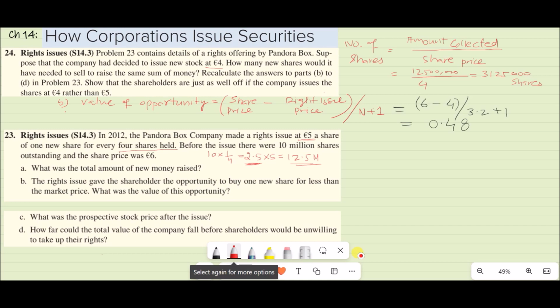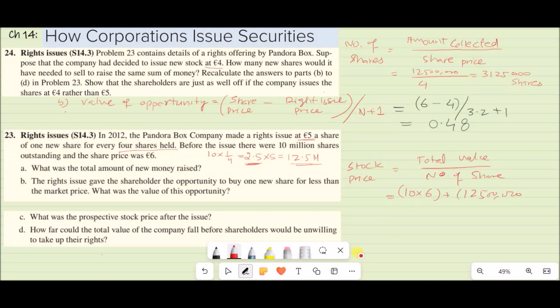Part C. What was the prospective stock price after the issue? Stock price is total value of the firm divided by the number of shares. To calculate the total value, we know that previously we had around 10 million shares. Each share was valued at $6. Now we are issuing new shares, which are 3.125 million, and each share has a price of $4. By multiplying these two, we will get 12.5 million, the new money raised, right?